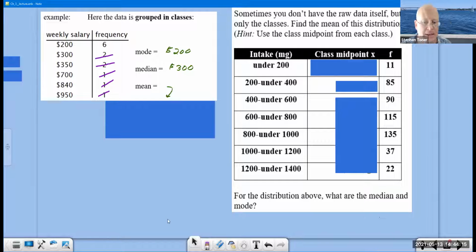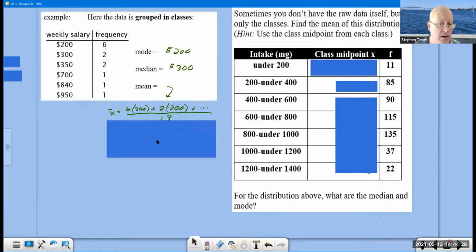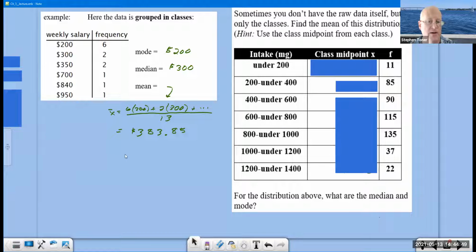Now, as far as the mean goes, we know that we are to add up all of the data values and divide by the number of data values. So if I add these all up, I'm going to have 200 times 6, that would be 200 plus 200 plus 200 6 times, plus 300 added on twice, plus etc., going on through the numerator. And since there are 13 data values, I would be dividing by 13. If you do the grand total, add all those values up and divide by 13, we get $383.85.